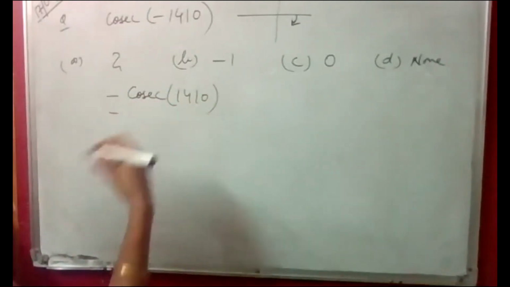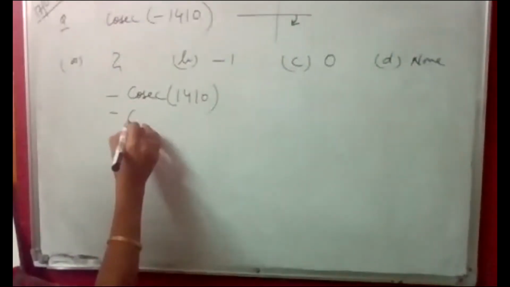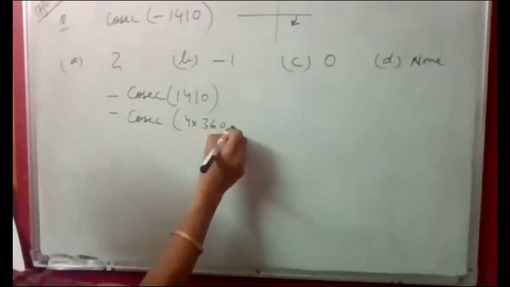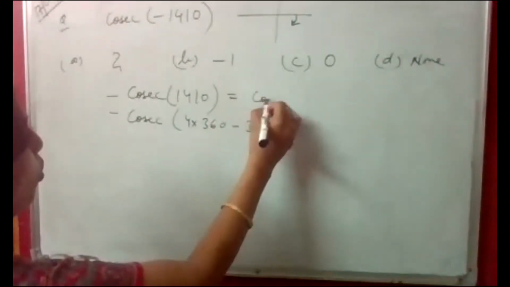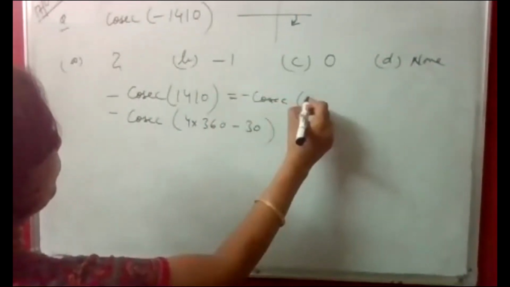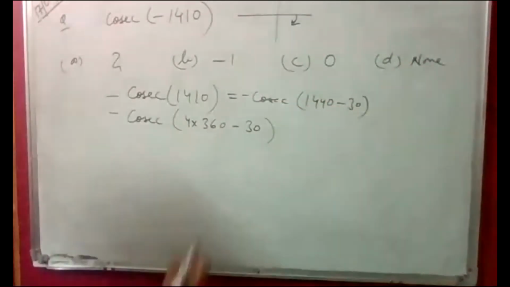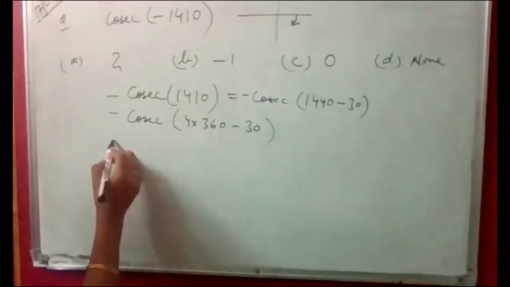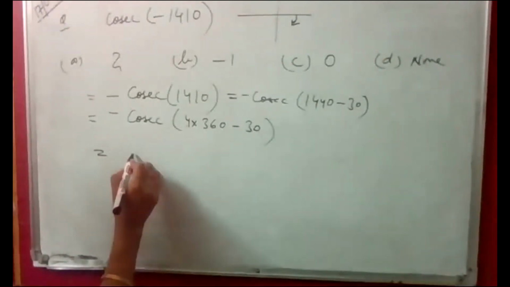And now we have to convert it to an acute angle. We know the period also. So this can be converted as minus cosec 4 into 360 minus 30, that is 1440 minus 30. So this can be written in terms of multiples of 2 pi, that is 4 into 360 minus 30, and whatever is the multiple, we can just convert it into that angle.